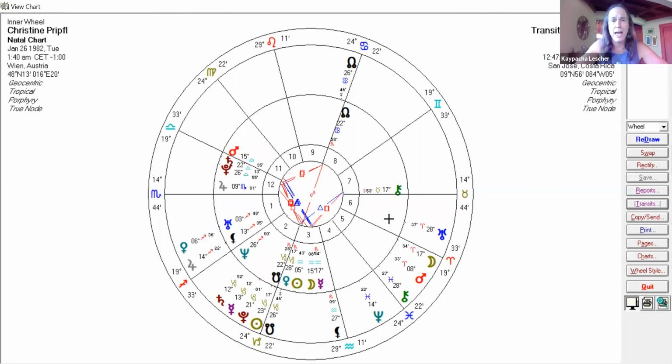How does she do that? She does that through the north node of the moon. Oh my God, look at that. The north node of the moon is in the eighth house. We know that the eighth house is co-ruled by Mars and Pluto. So here's the other thing: south node of the moon in the second house.